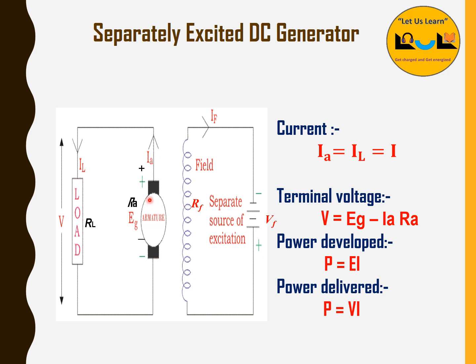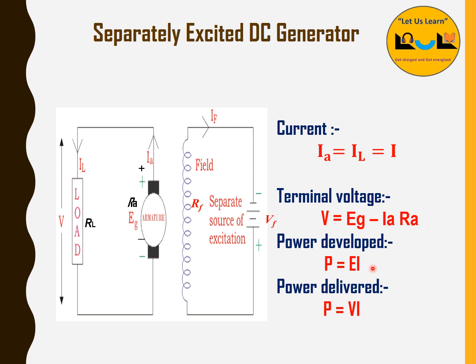Here the armature and load are connected in series. In a series circuit the current remains constant. Therefore IA is equal to IL, where IL is the load current. For the terminal voltage, V is equal to EG, the EMF generated in the armature, minus IA RA, which is the voltage drop across the armature. So V is equal to EG minus IA RA.